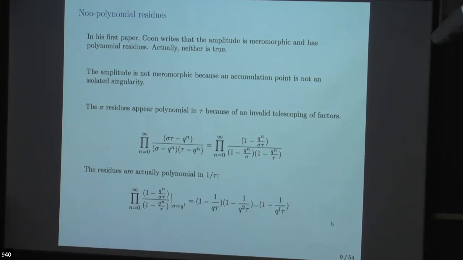Then this issue of polynomial residues is slightly more subtle. I think the issue is that if you just try to evaluate the residues naively, you might do this sort of invalid telescoping of factors, right? But in order to cancel factors between numerator and denominator in an infinite product, you want them to converge separately. So really what you have to do is first divide the numerator and denominator by sigma and tau, and then you can perform the telescoping. And so what you find is that the residues are actually polynomial in 1 over tau instead of being polynomial in tau, right? So in general, this is an issue.